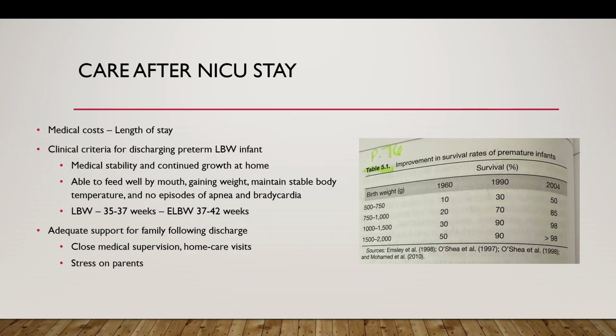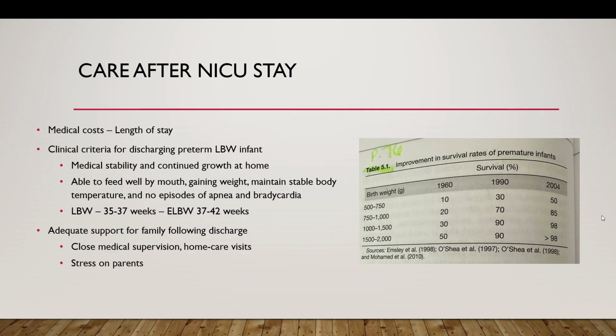They must have medical stability, and they must continue to grow at home. They have to be able to feed well by the mouth. They have to be gaining weight. They have to be able to maintain a stable body temperature and have no episodes of apnea or bradycardia, that's a pause and lapse in your breathing. Usually this happens for babies who are low birth weight, between 35 to 37 weeks of gestation after they're born. So in extremely low birth weight infants, that's between 37 to 42 weeks gestational age post-birth.